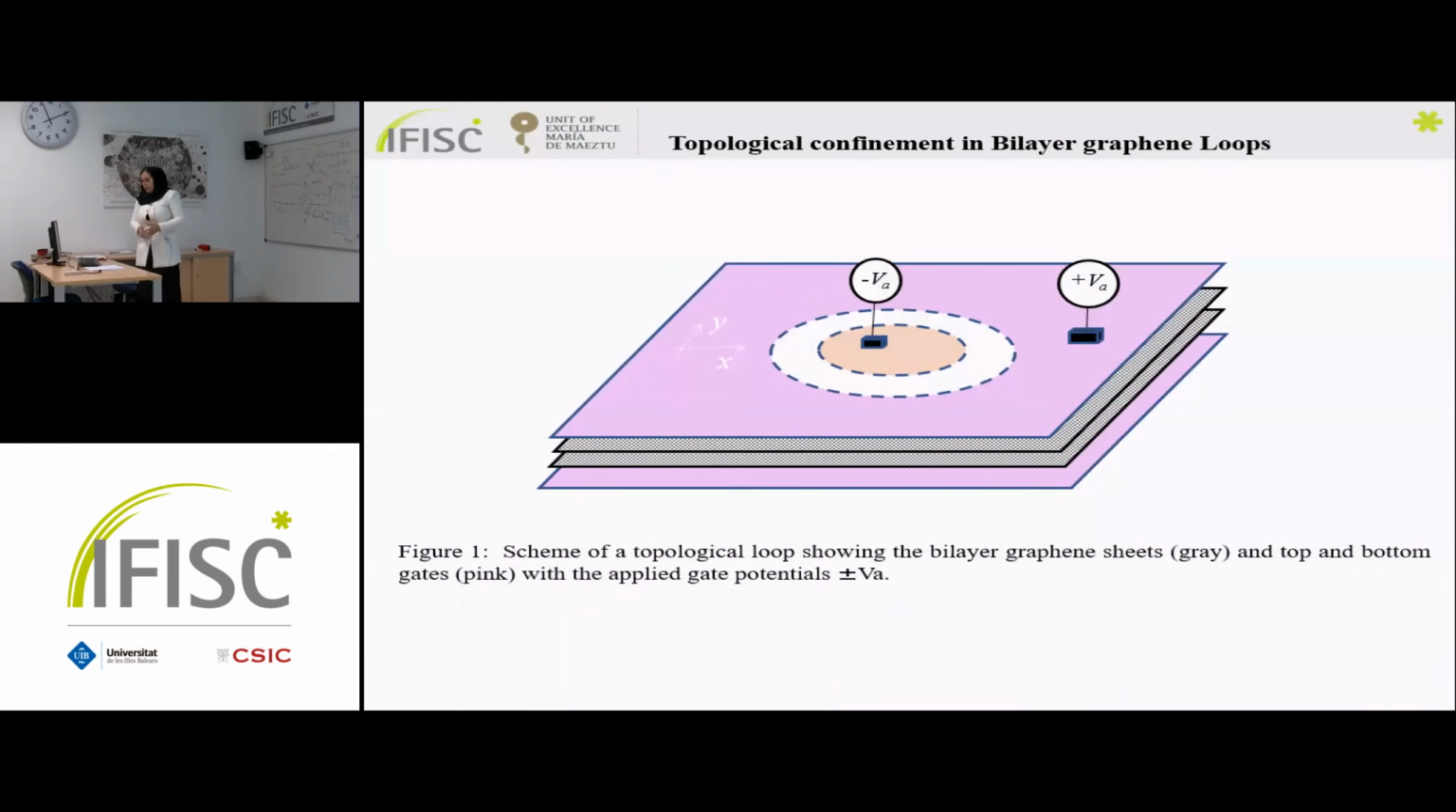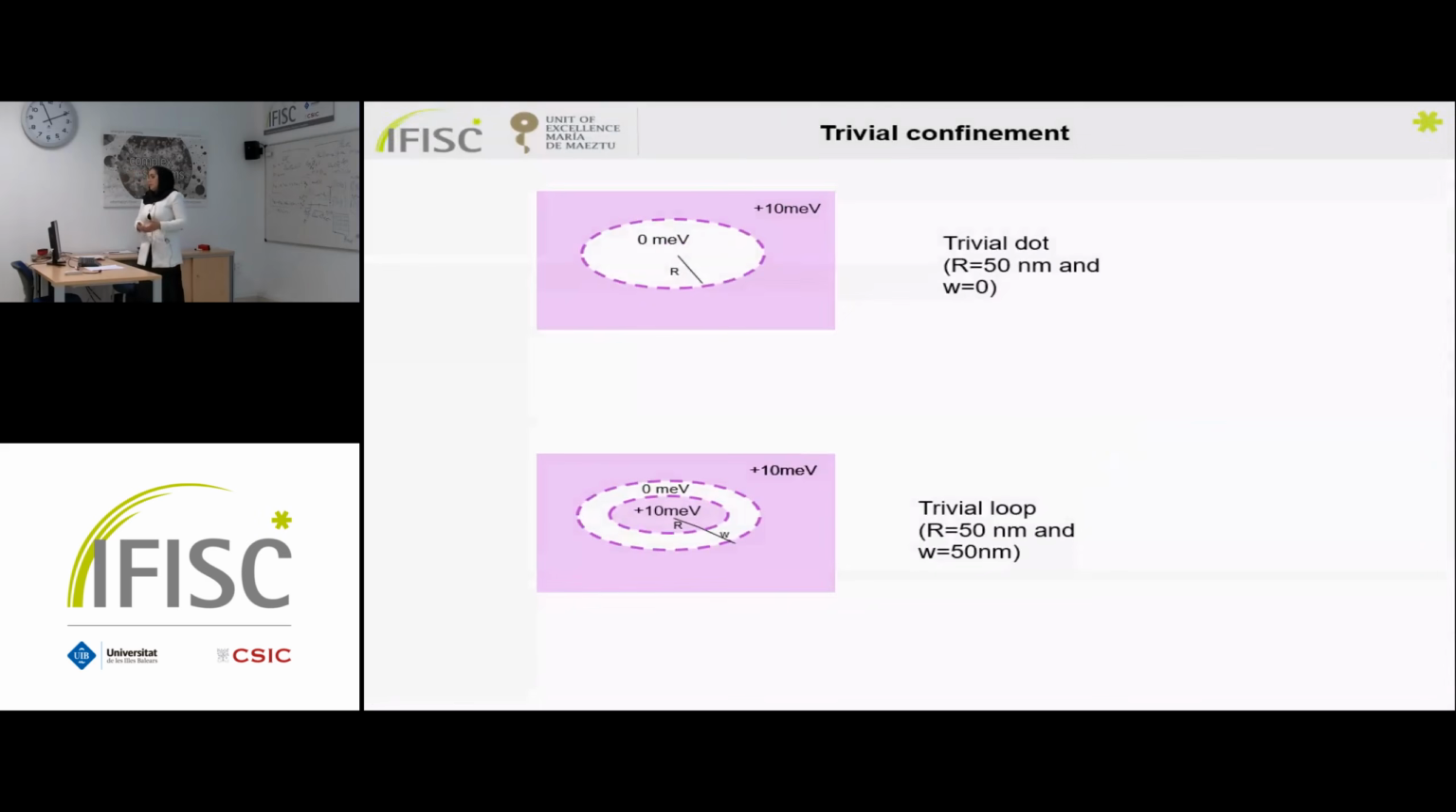So for the paper that I want to discuss today, this is the case of a graphene loop, as this loop here. This is a topological case where we apply a minus potential inside, and outside we have plus VA. The gray sheets represent the graphene, and the color represents the gates applied to the bilayer graphene. So we discussed four cases.